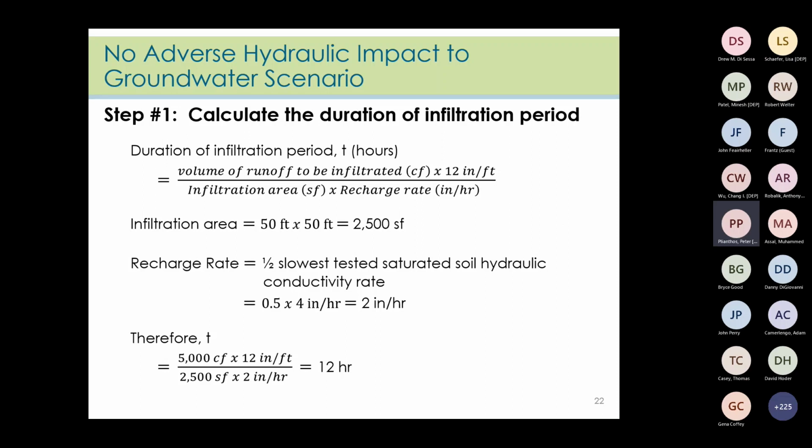All right, so let's start with some basic calculations. Typically, the soil testing provides results in inches per hour, so the value for T would also use hours as the unit of measure. For the duration of infiltration period, we divide the volume of runoff to be infiltrated by the product of the infiltration area and the recharge rate. Also, remember that the recharge rate is 1/2 the slowest tested saturated soil hydraulic conductivity rate from soil testing. Therefore, the duration of infiltration period is calculated to be 12 hours.